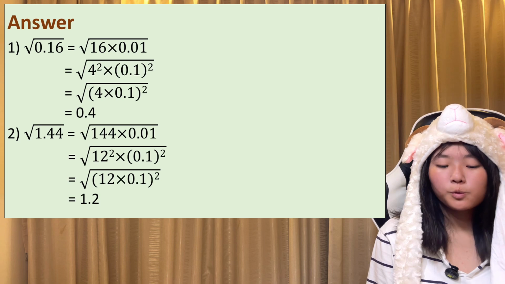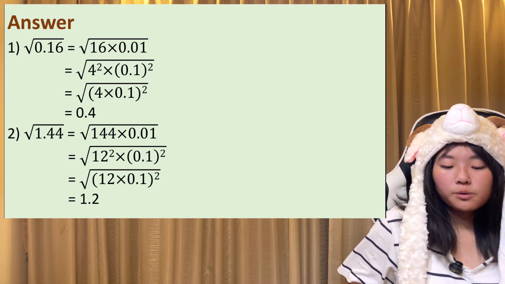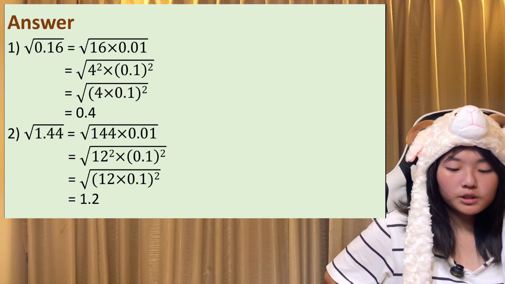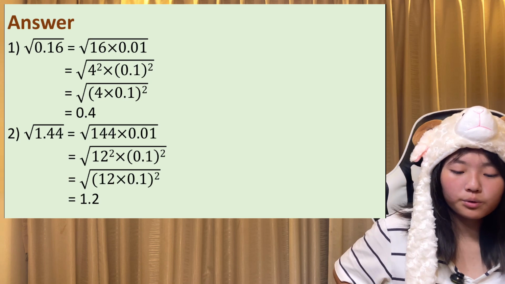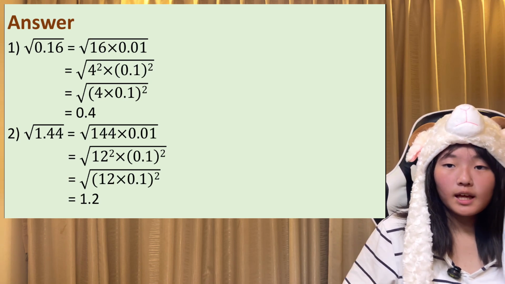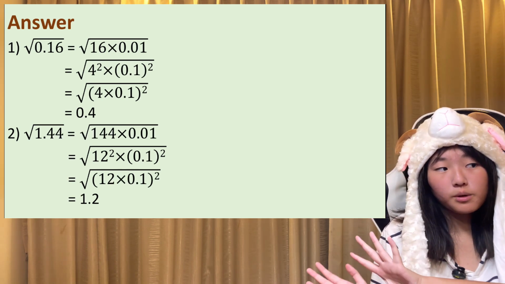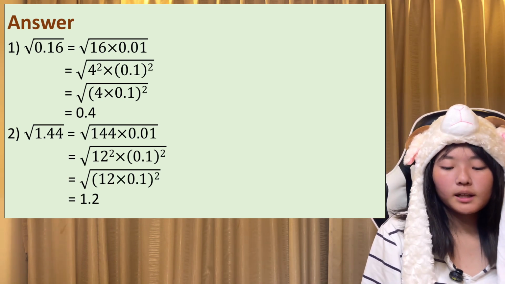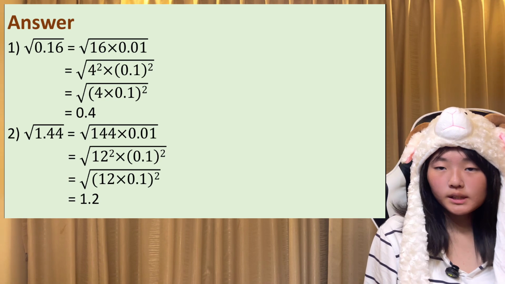The answer to number 2, which is root 1.44, is 144 times 0.01 square rooted, which is the square root of 12 squared times 0.1 squared, which would be the root of 12 times 0.1 squared, which then, since it's square rooted, it would break free and just become 12 times 0.1, which is 1.2.